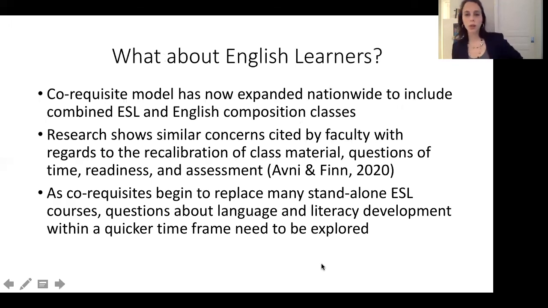I just want to shift to talk about English learners, since that's a focus of this session. While our study didn't focus explicitly on English learners, my colleague Sharon Avni and I have been doing more research on what co-requisites look like with English learners, because as I mentioned, we knew that this was where things were headed at the community college level. The co-requisite model has definitely expanded nationwide, and it now includes combined ESL and English composition classes. Although ESL is often separate from developmental, in this case it has become absorbed into this movement to accelerate learning and movement through community college.